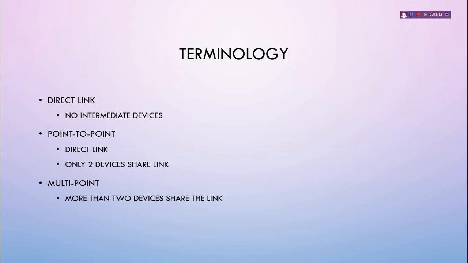And link, there are three types of link. First is direct link. Direct link means there is no intermediate device. Next is point to point. Point to point means only two devices share the link. Only two devices are connected directly and they share that link. Multi-point means more than two devices share the link. More than two devices means many devices can share the channel.